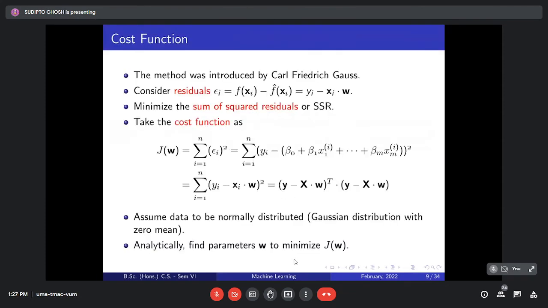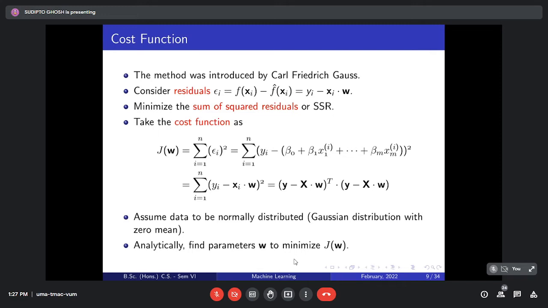The method itself gives us the cost function and the entire procedure for how to come up with W. This method was introduced by Carl Gauss. There's a very important assumption when we are using this ordinary least squares method: the data that we use should have a zero mean. That means the data should follow a bell curve, a normal distribution. Otherwise, this model can give erroneous values. So this is an assumption that we have to use when we use ordinary least squares.